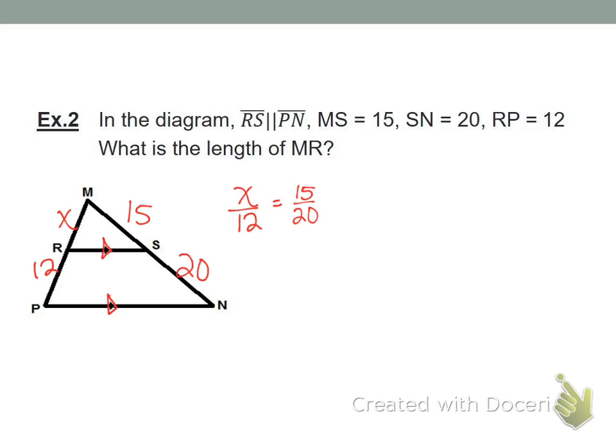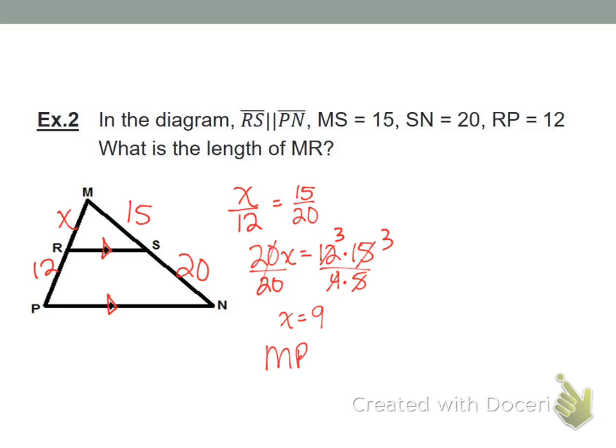Okay, this would be one correct way to set it up. This is not the only correct way, but it's a good one. We cross multiply. 20x equals 12 times 15. If you want to go ahead and get that product, that's fine. Since I'm standing over here without a calculator, I'm going to make the mental math a little bit easier on myself. Either way, we should all get an answer of 9. So MR would have a length of 9.